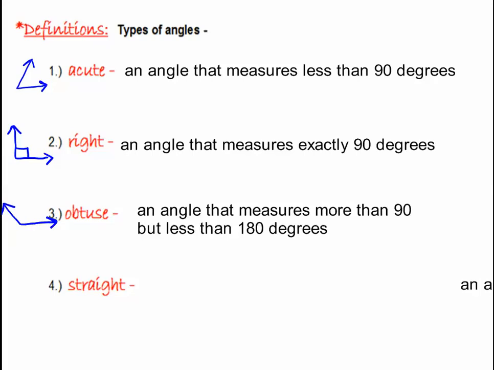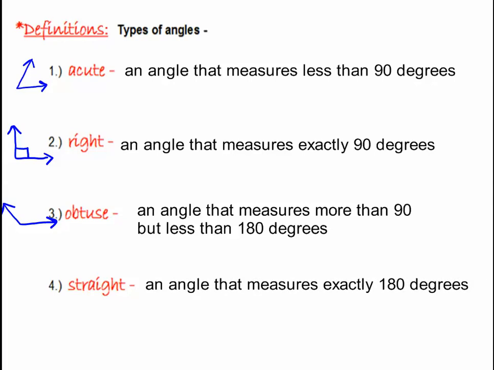And the last kind of angle is called a straight angle. It's an angle that measures exactly 180 degrees. A straight angle will make a straight line. It's two 90-degree angles put together.